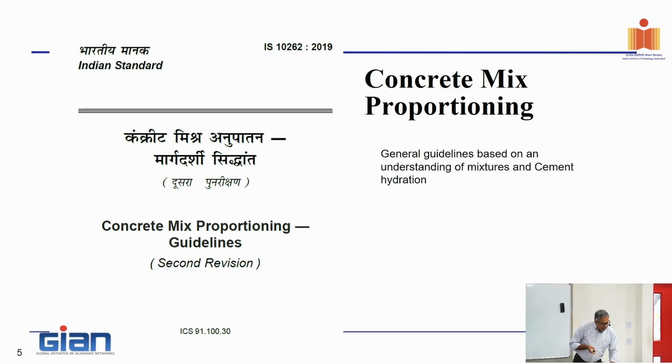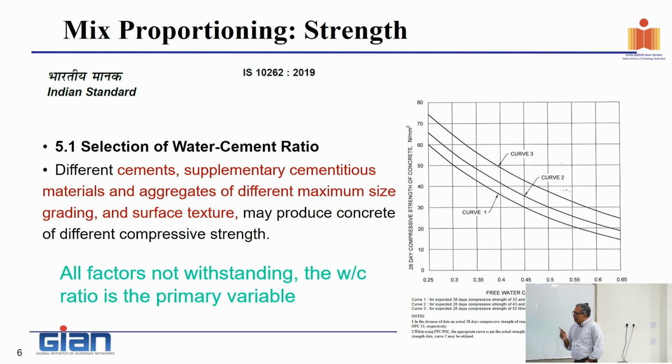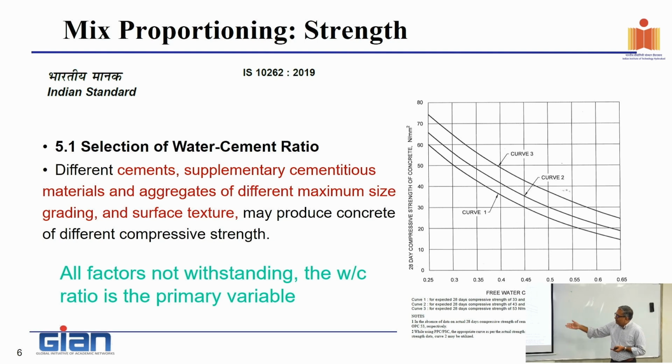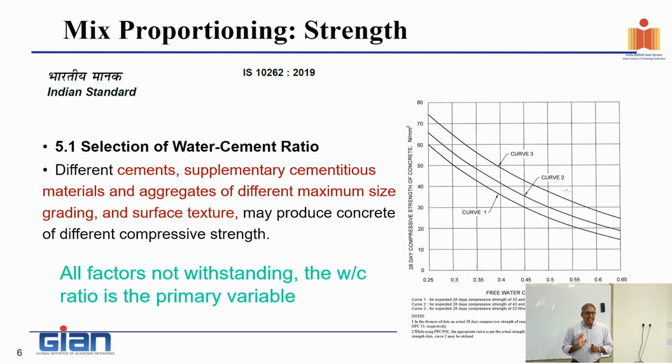Now, let's hit the strength component. If you read IS 10262, you'll find this generic statement where they cover all bases. They say, well, look, strength of concrete depends upon all of these factors. It depends upon cement, supplementary cementitious materials, the aggregate, maximum size and grading, surface texture of aggregate, and a whole bunch. That notwithstanding, the most important characteristic that defines the strength of concrete is the water to cement, or water to cementitious material, ratio.